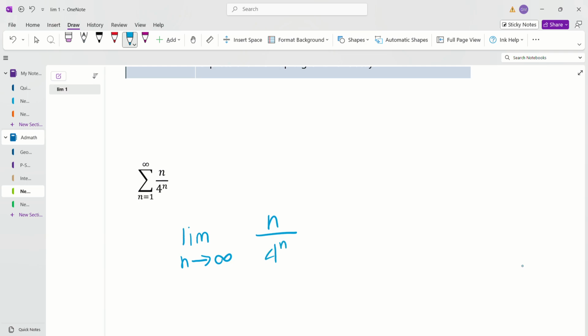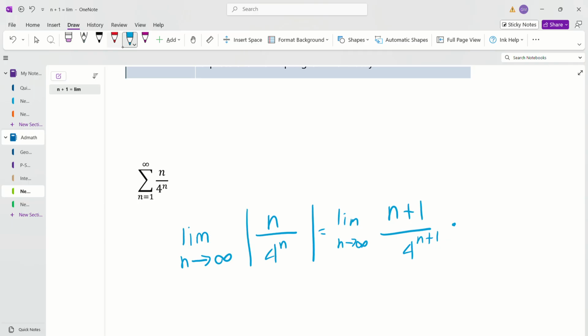So get the absolute value of this. So it is equal to n plus 1 over, don't forget the limit rather. So we have the limit here as n approaches infinity of n plus 1 over 4 raised to n plus 1, multiplied by the reciprocal of this a sub n.